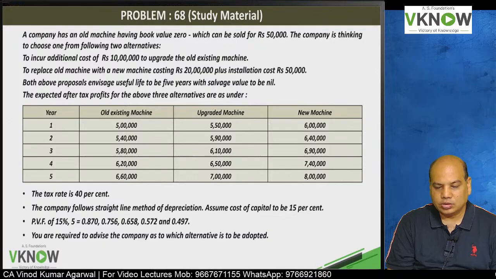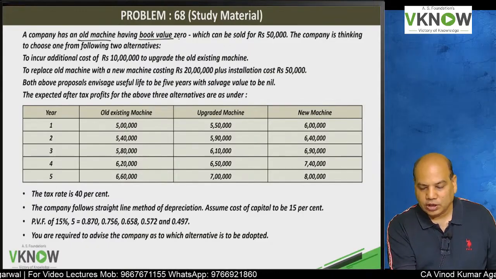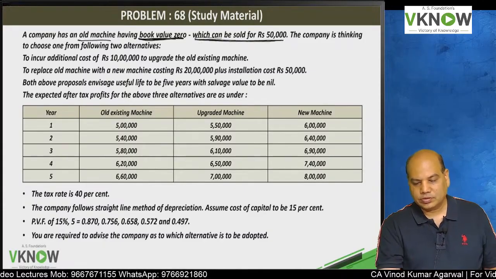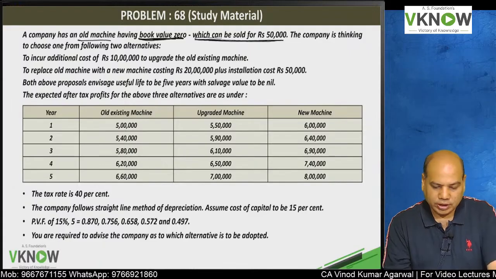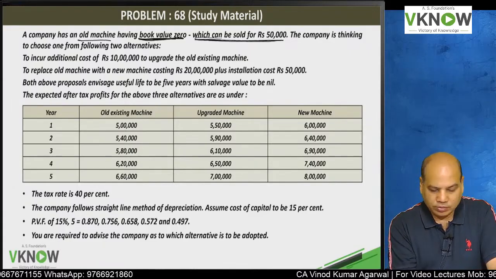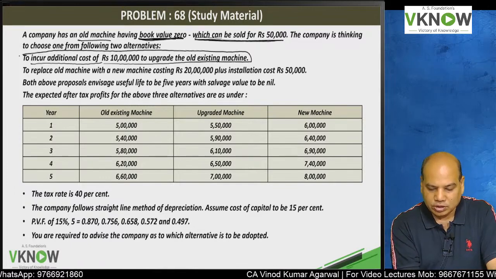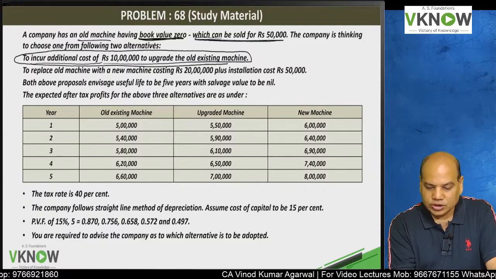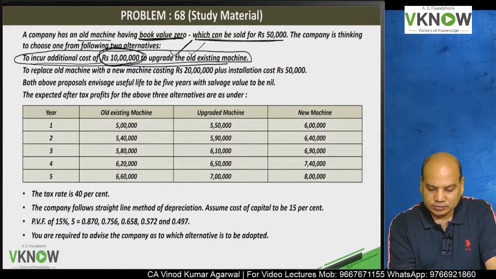The company is thinking to choose one from the following two alternatives. Okay, so the old machine's book value is 0 and sale value is 50,000. What are the two alternatives? One is to incur additional cost of 10 lakh to upgrade the old existing machine only. That is, don't sell it, upgrade it. The investment required in upgradation will be 10 lakh.